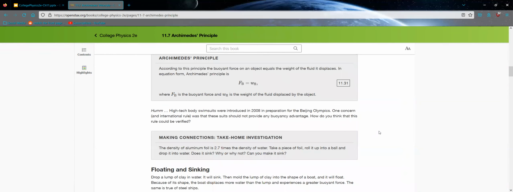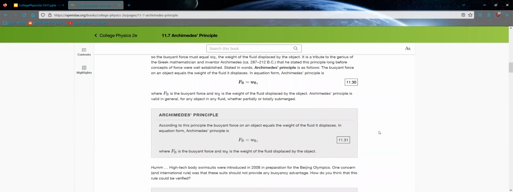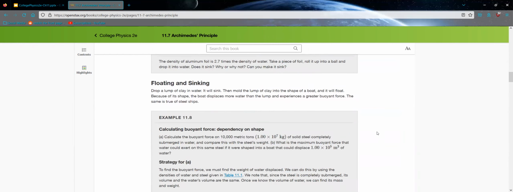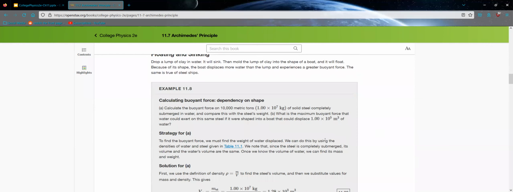Archimedes' principle was buoyancy. Pascal's principle was pistons. Sorry about that. All right, calculate buoyancy force depending on shape. Calculate the buoyant force on 10,000 metric tons of solid steel completely submerged in water, and compare this with the steel's weight. What is the maximum buoyant force that the water could exert on the steel if it was shaped like a boat that could displace 1 × 10⁵ cubic meters of water? Essentially, things float because of their shape and the pressure, how much area it gives the fluid to apply its pressure to.